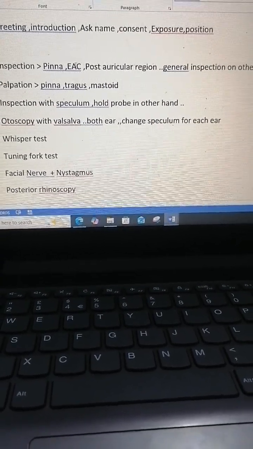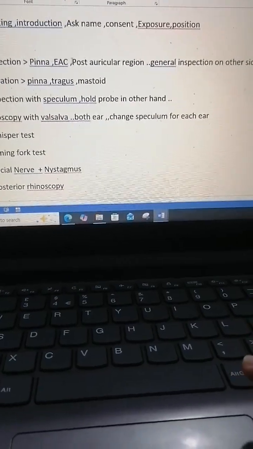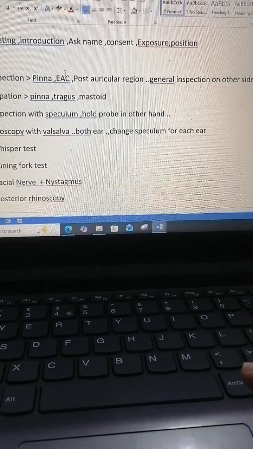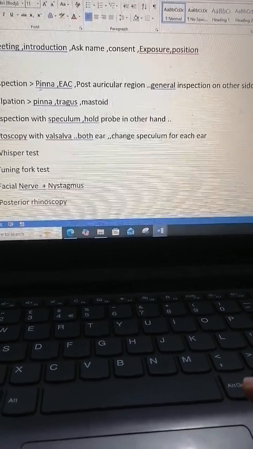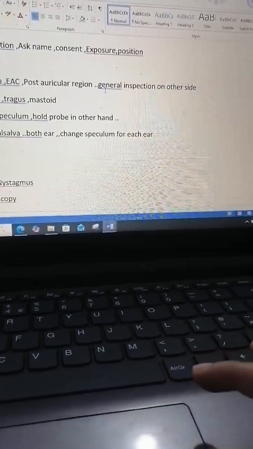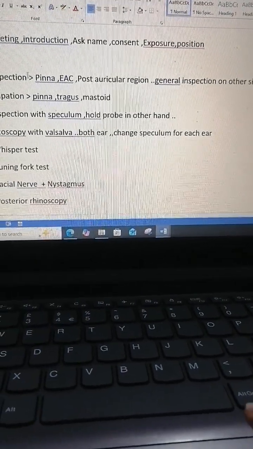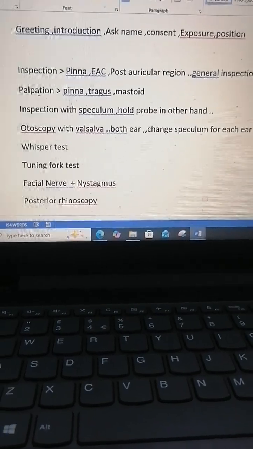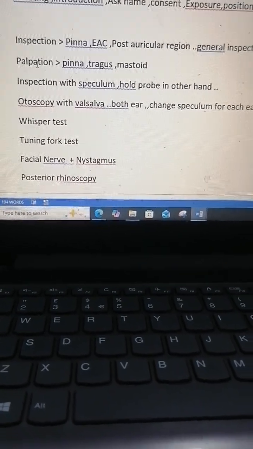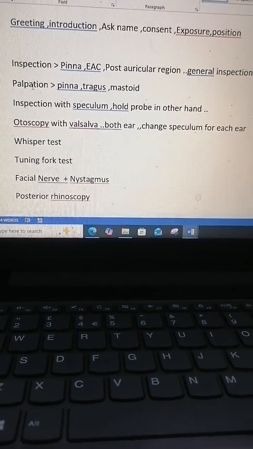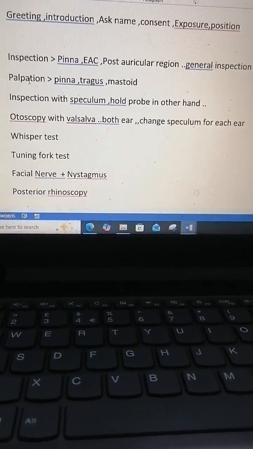Inspect pinna, external auditory canal, preauricular and postauricular region. These are all the mandatory parts which need to be inspected. And then have a look at the other side, and after that you will start with palpation. Palpate the pinna, palpate tragus, palpate preauricular and postauricular region.